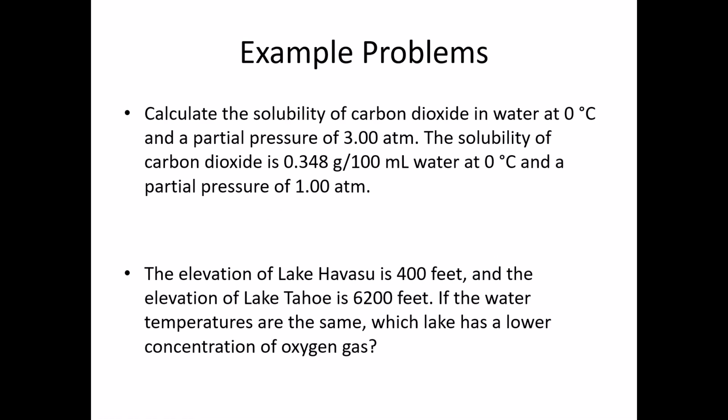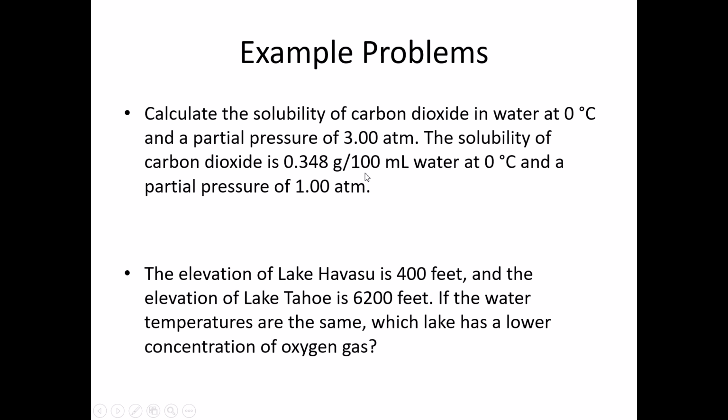So let's think about what's going on in our example problems. Calculate the solubility of carbon dioxide in water at 0 degrees Celsius and 3 atmospheres of partial pressure. Solubility of carbon dioxide is 0.348 grams per 100 mL of water at 0 degrees Celsius and a partial pressure of 1 atmosphere. So this second sentence gives us our K_H value, or Henry's law constant. Alright, because our pressure is 1, so 1 times this value tells us our solubility. So this is our K_H.